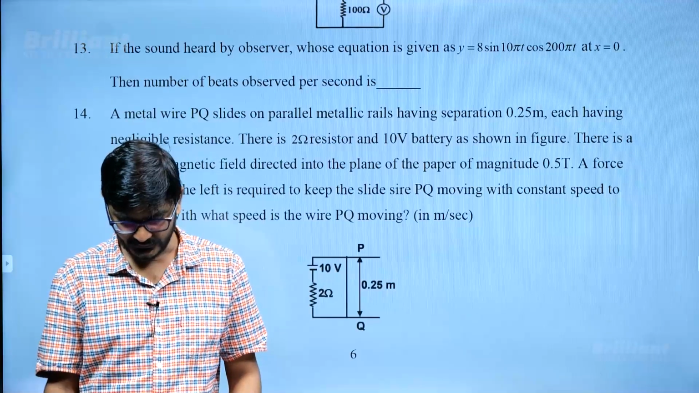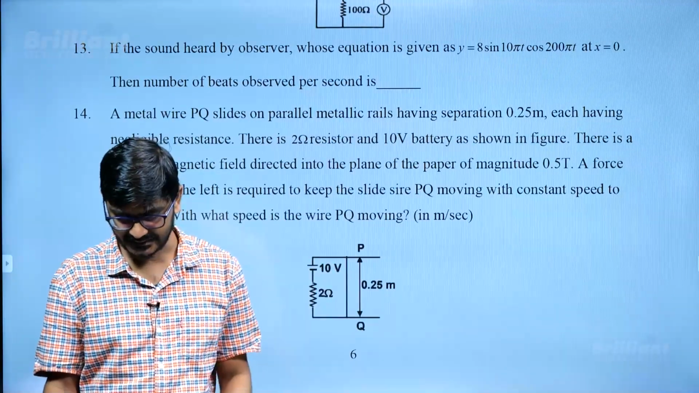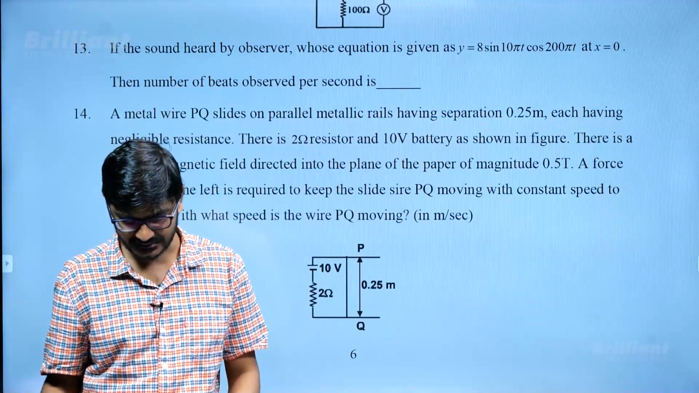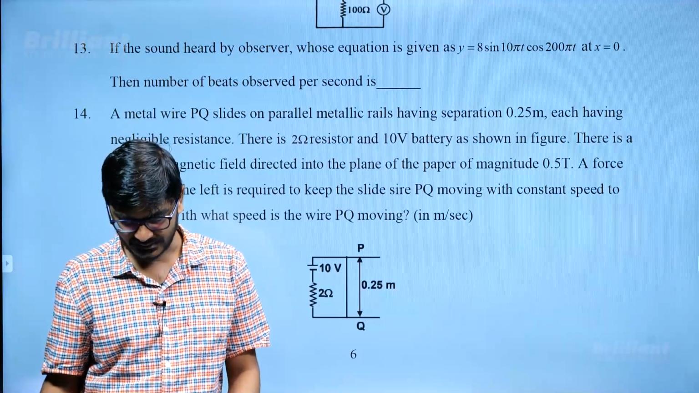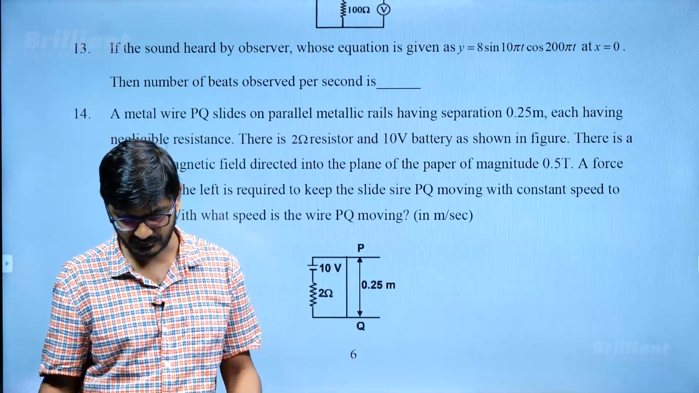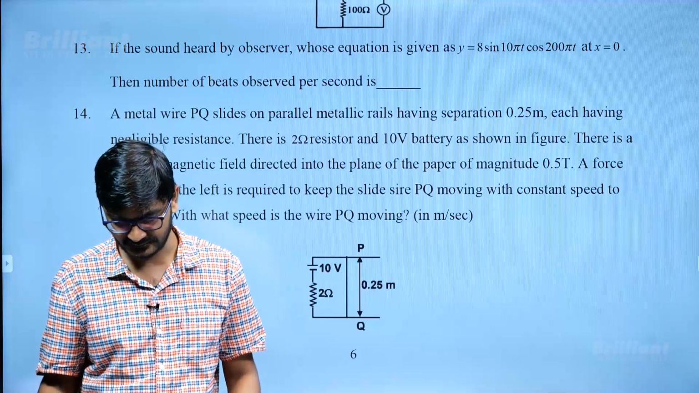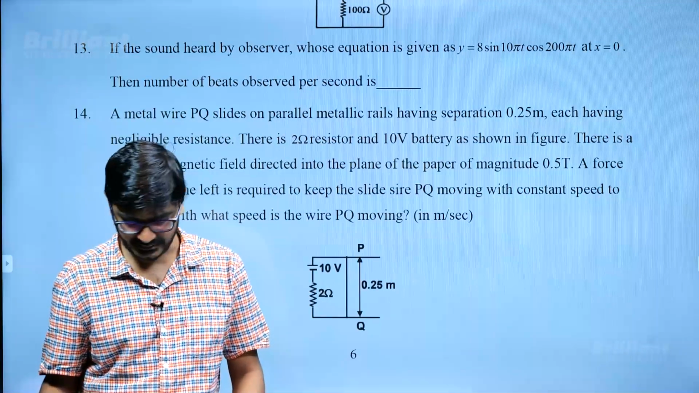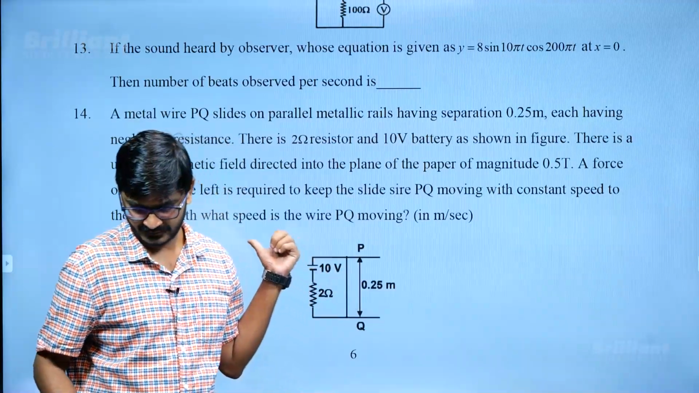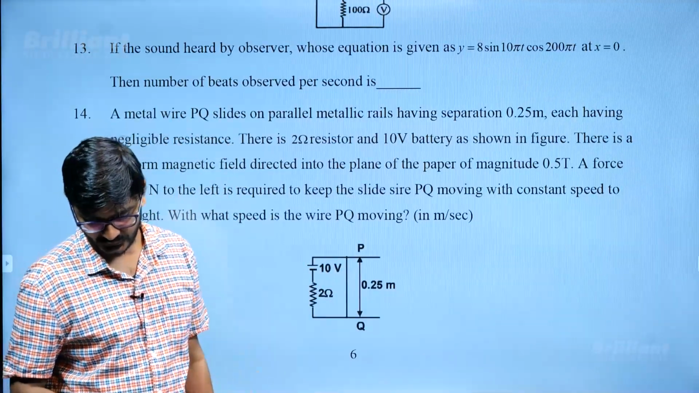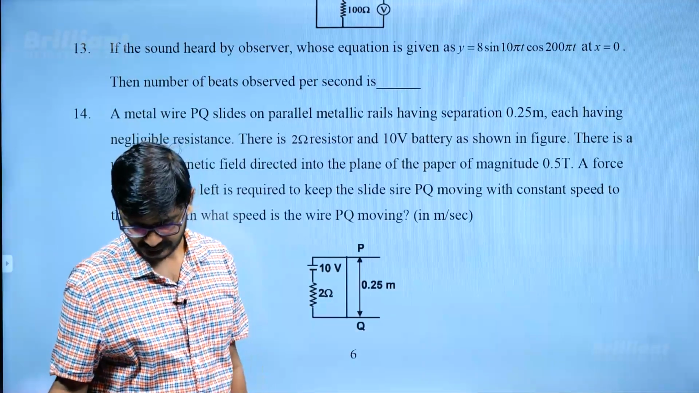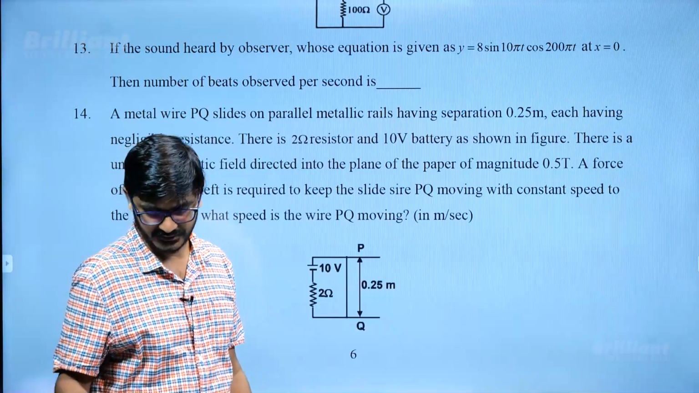A metal wire PQ slides on parallel metallic rails having a separation of 0.25 meters, each having negligible resistance. There is a 2 ohm resistor and a 10 volt battery as shown in the figure. There is a uniform magnetic field directed into the plane of the paper. Magnitude is 0.5 Tesla. A force of 0.5 Newton to the left is required to keep the slide wire PQ moving with constant speed to the right. With what speed is wire PQ moving?